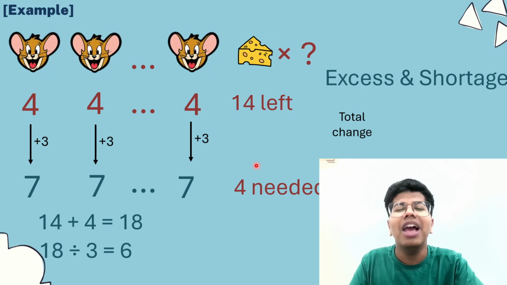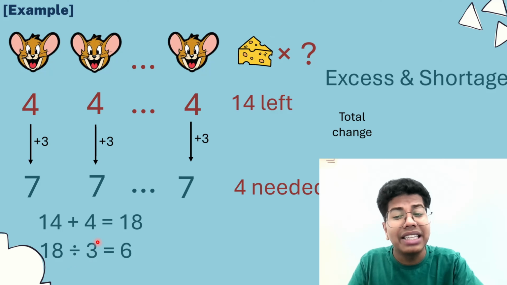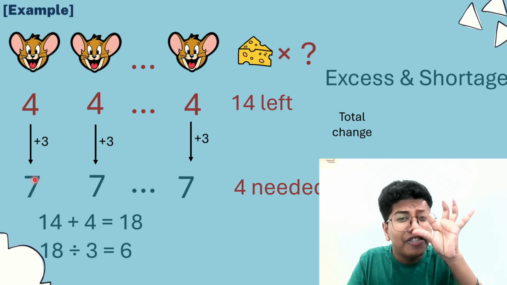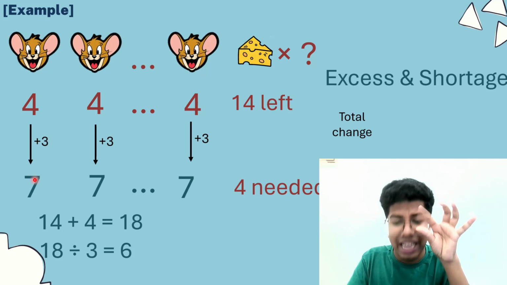Here it was 14 plus 4, which is nothing but 18. And then how did we get this 3? This 3 is nothing but the difference that is present between 4 to 7. But this difference is just the single value difference. So I can find out the single value difference.